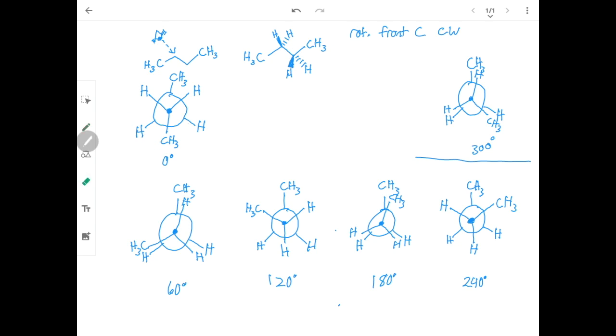Okay, so I need to make a little table here. These are all in units of kcals per mole. Okay, so at 0 degrees, the energy is 0 kcals per mole. At 60 degrees, we'll worry about that in a second. Let's do the staggered conformations first.